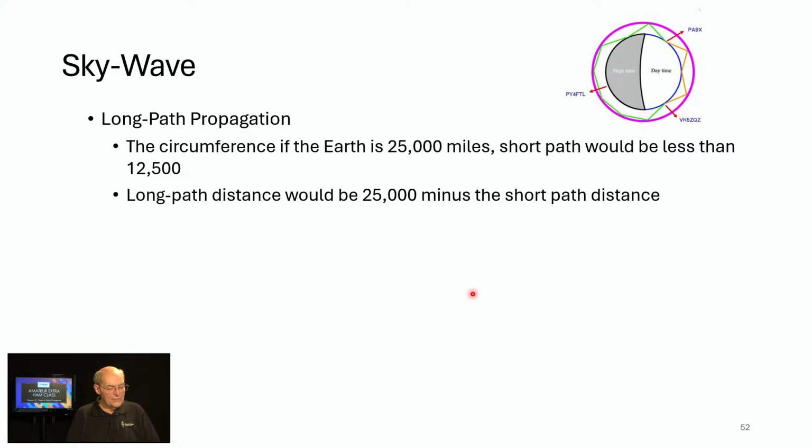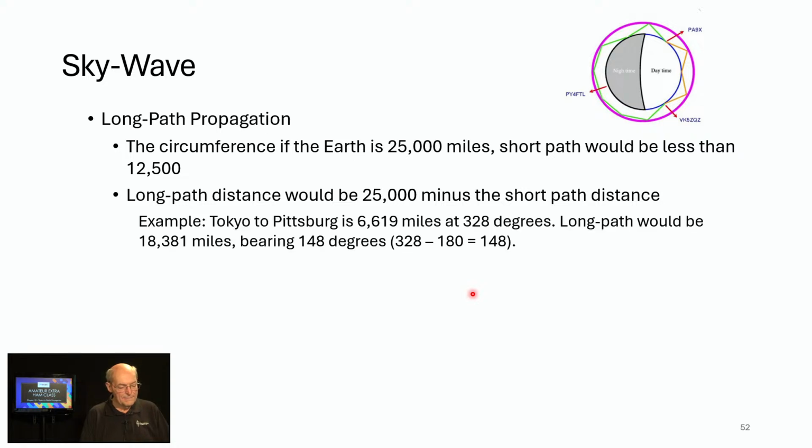So the long path would be 25,000 minus the short path distance, because all the way around would be the 25K. Here's an example. Tokyo to Pittsburgh is 6,600 miles at a certain angle or compass bearing. The long path would be 18,000 miles at the opposite bearing. You rotate 180 degrees, so 328 minus 180 is 148, just the complete opposite bearing. So that's two ways of talking from Tokyo to Pittsburgh.